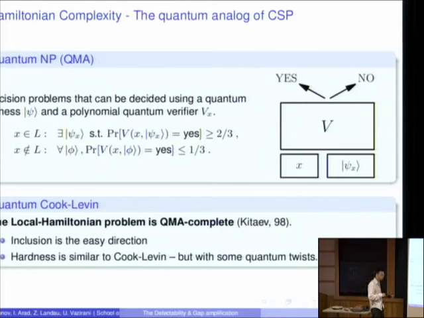QMA complete. Okay? So now the inclusion part of this theorem is relatively easy, because we have to convince a guy with a quantum computer that this system has an eigenstate with zero energy. So the witness that we're giving, we can give him a quantum witness, so we will just give him the eigenstate of the Hamiltonian itself, and he will be able to measure. The hardness, well, the idea is similar to the proof of Cook-Levin, but it is more involved, and it requires some quantum tricks. Okay, so this is probably the main result in the field of quantum Hamiltonian complexity.